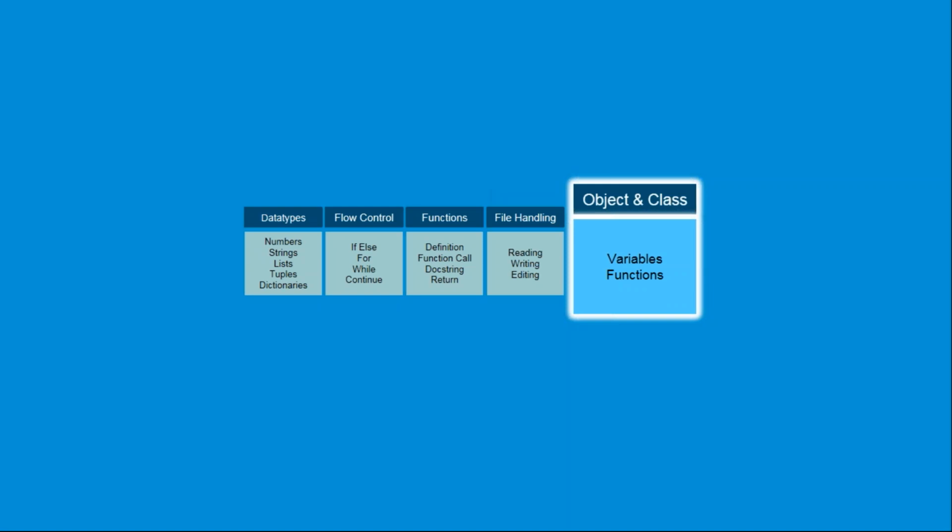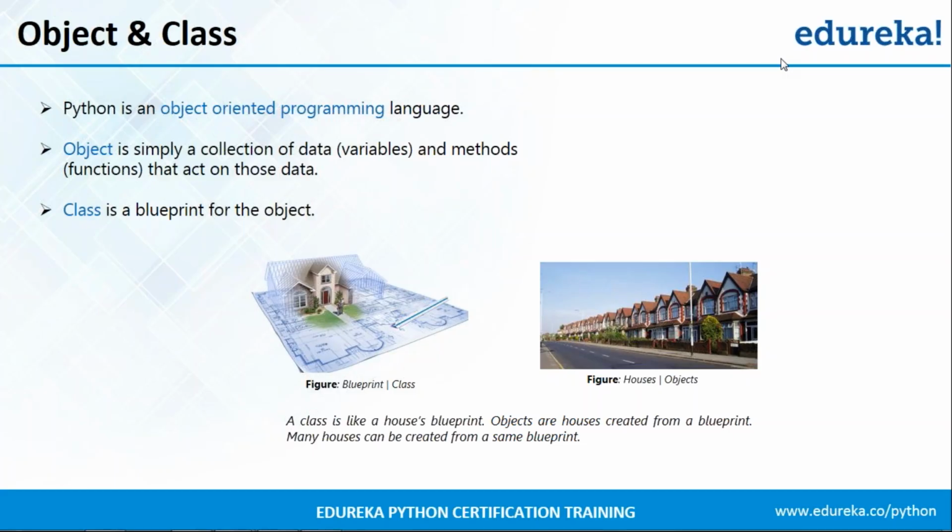Okay, so now let us go ahead and understand objects and classes. Python is an object-oriented programming language, like I was telling you. So it deals with classes and objects. So what are classes and what are objects? If you refer to this example over here, you can think of a class as a blueprint. This is a blueprint of a house. And you can think of the houses that are created from that blueprint as objects.